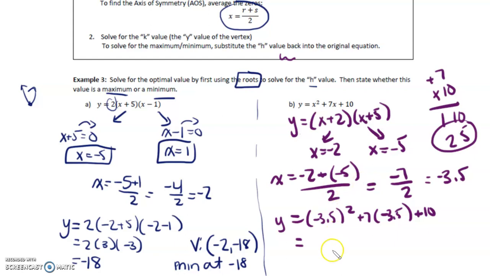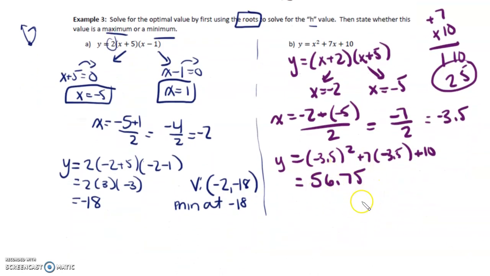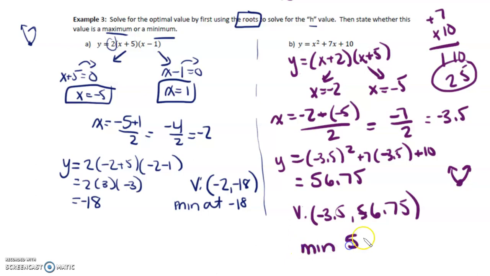Okay, so going down this, putting this all into my calculator, I get 56.75. And you can go ahead and go through the actual calculations, that's fine. So we have a vertex of -3.5, comma 56.75. Okay, this parabola opens up, so we have a minimum, and we have a minimum of 56.75. Okay, remember the optimal value is the y value.